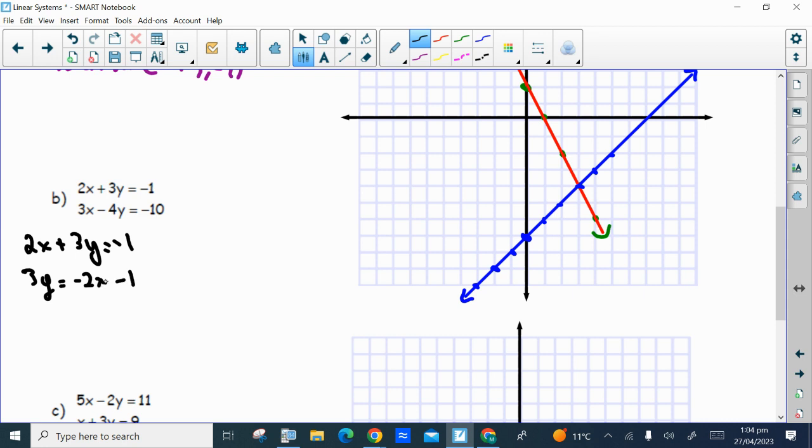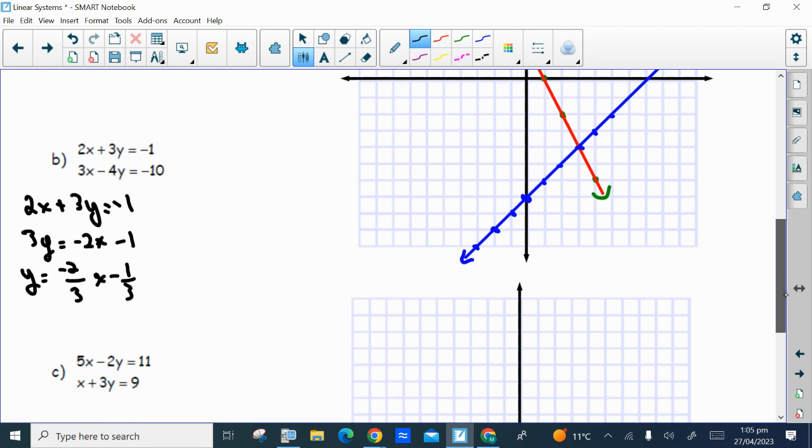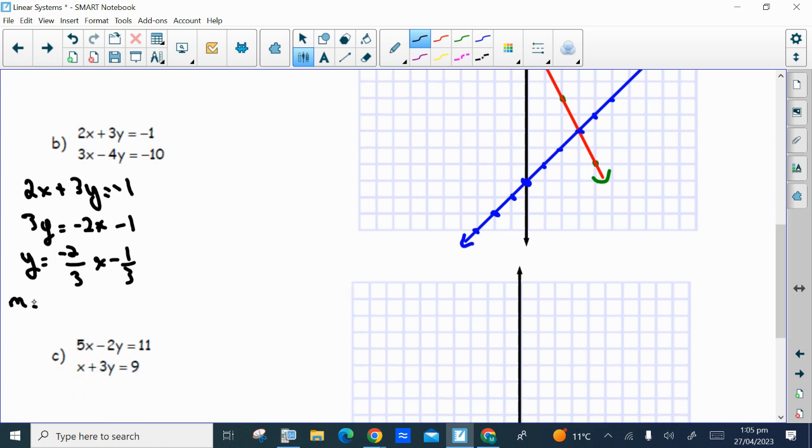I'm going to get positive y by itself. So in this case, we would do that by first subtracting 2x from both sides, and then we have to divide both sides by 3. So on the right side, you're going to have -2/3 x minus 1/3. So our slope is -2/3, which is no problem. But in this case, our y-intercept is a fraction, -1/3. So we are going to have to kind of guess where that is.